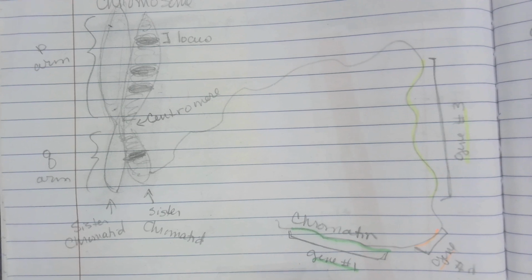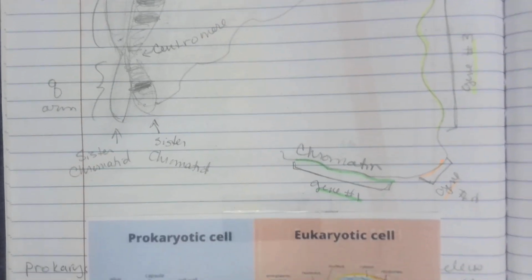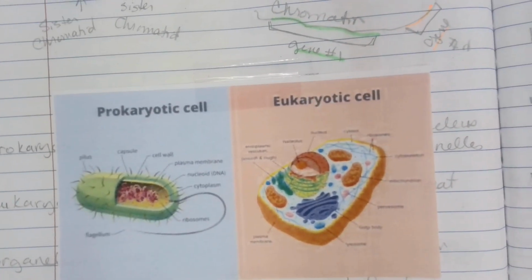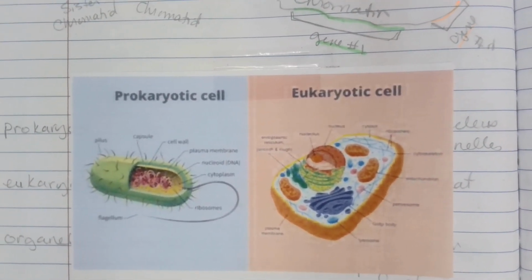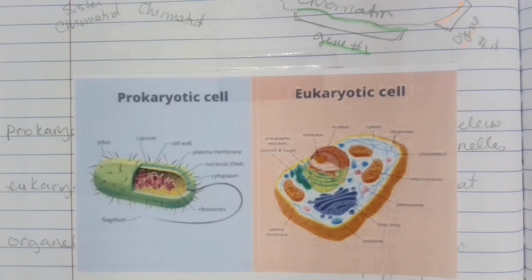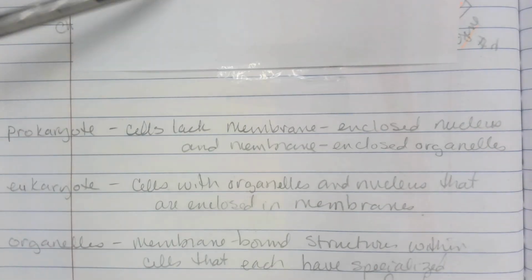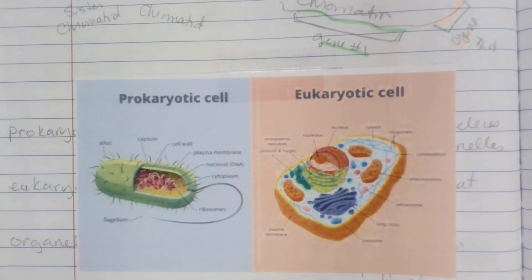We'll be looking at two different types of cells, prokaryotic cells and eukaryotic cells. You should have an insert that gives you a diagram with each one of those. I have not taped that completely down because I put information underneath.